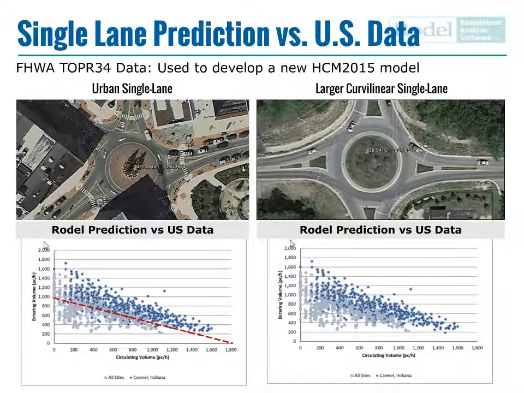On the left, you see what I'm calling a smaller urban compact single lane roundabout. It has a smaller diameter, tighter entries, tighter radiuses, and it gives a capacity line, with the capacity data in gray dots in the graph below. On the right-hand side is a larger curvilinear single lane roundabout, which gives a higher capacity. And so Rodel is able to capture the various capacity mechanisms that occur within a single lane design, from a smaller urban compact to a larger curvilinear type of design.